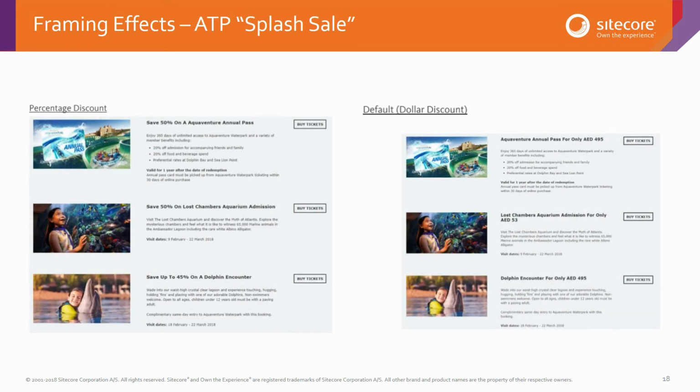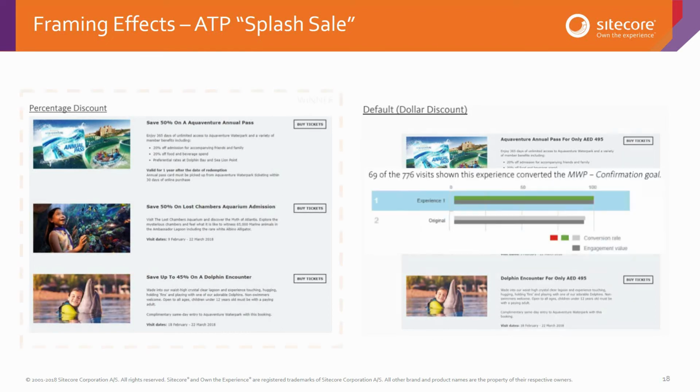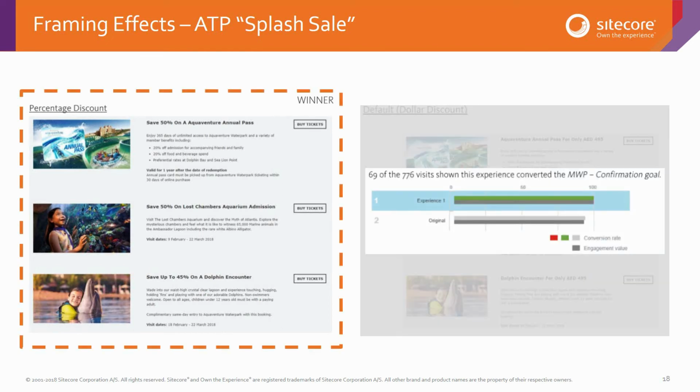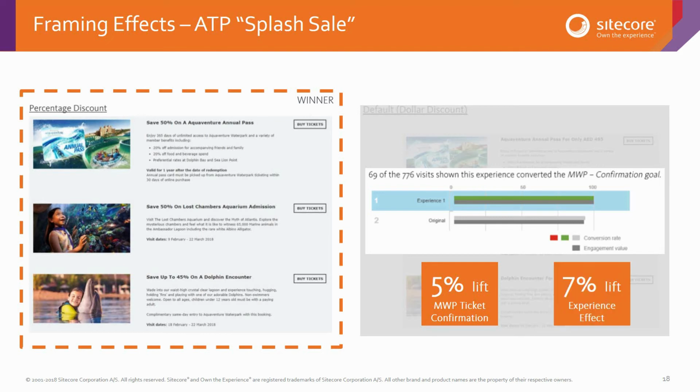Here's a recent customer example of framing. Atlantis The Palm is a luxury hotel in Dubai, and they ran a splash sale this spring for their water park. It was a great chance to optimize the special offers page. So the content marketing team launched an A/B test to compare the same exact offers with a variance of percentage versus dollar amounts. And what they found was the percentage discount actually drove a 5% lift in the goal they were measuring, water park ticket confirmation, and a 7% overall lift in experience effect.